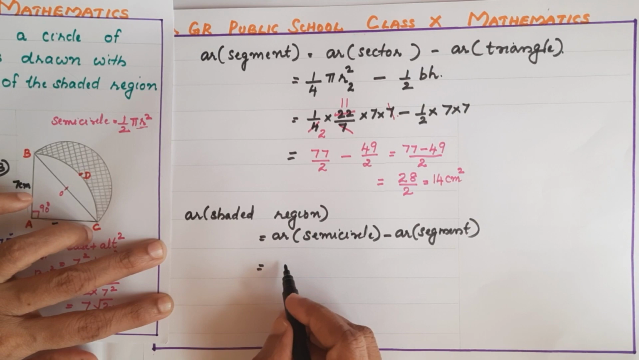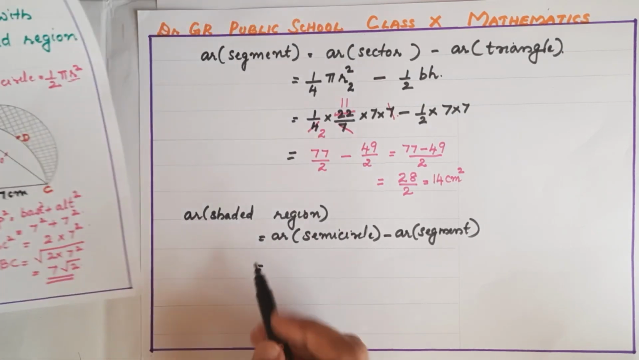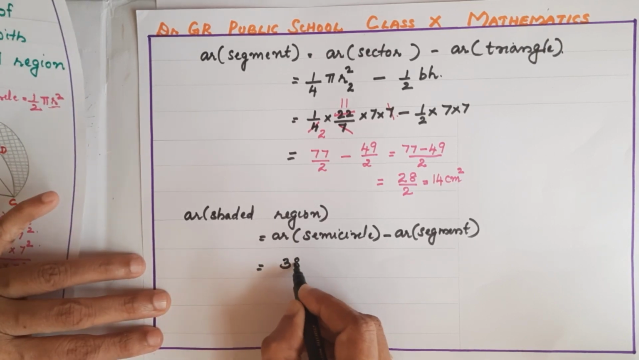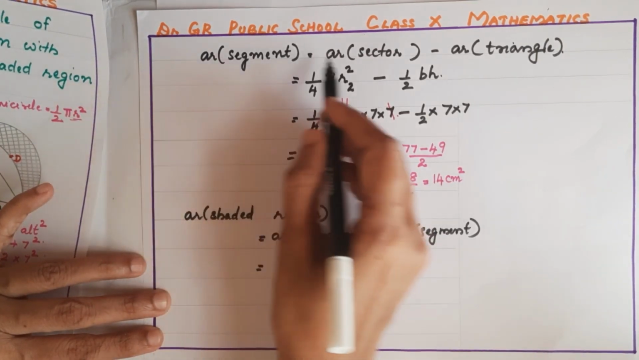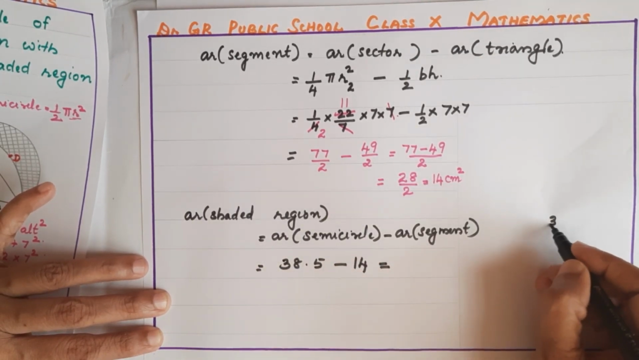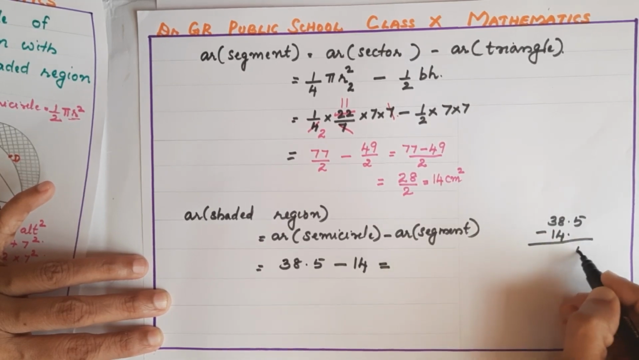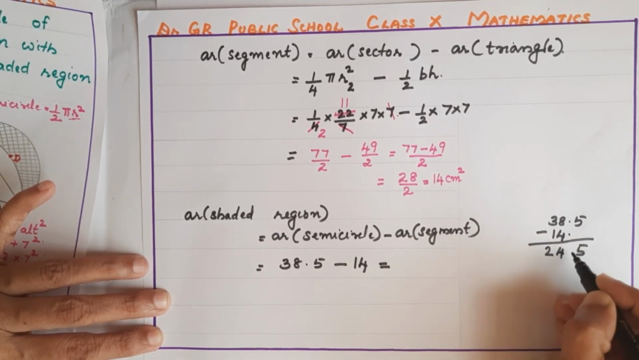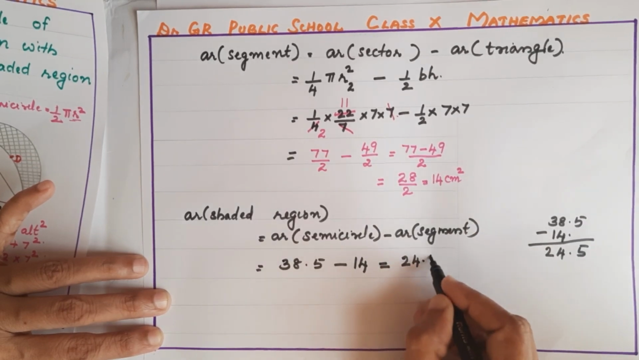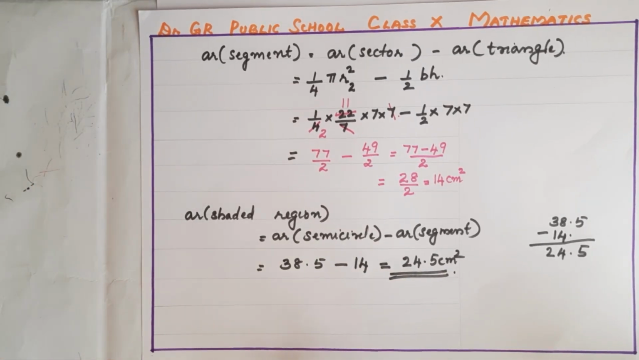Equal to, what is area of semicircle? 38.5. So 38.5 minus, here area of segment is 14. So what is it? 38.5 minus 14, 5, 4, 2. So 24.5 centimeter square. Okay children. So area of shaded region is 24.5 centimeter square.